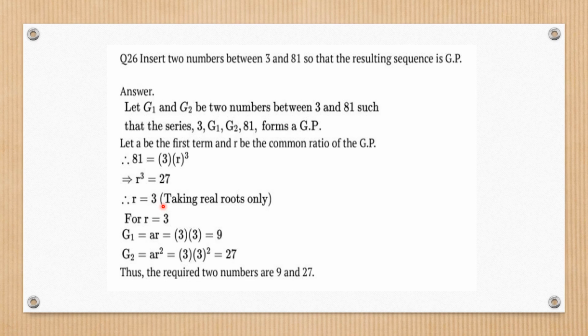Now we can calculate your G1, as this sequence is an increasing one. So we can say G1 is your second term, and that is AR, and from A and R, where A is 3 and R is 3, I can calculate the term as 9, and for G2 it is AR square, which is 27. So 9 and 27 are the two numbers to be inserted.